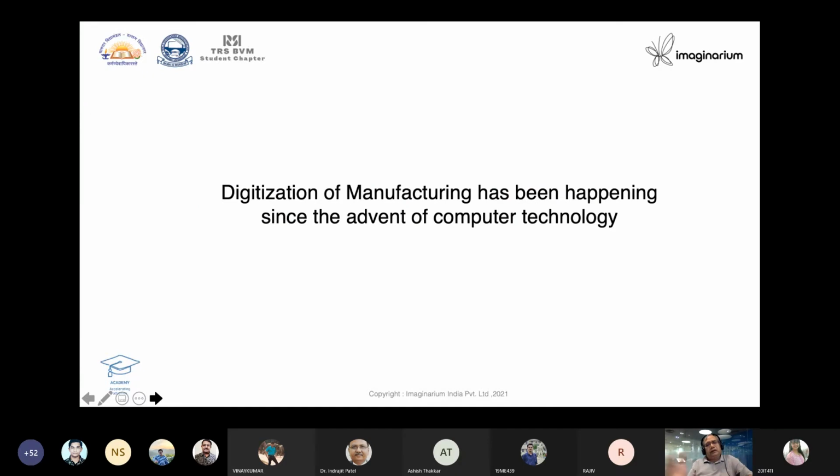And the whole thing, the digitization of manufacturing, has been happening since the advent of numerical control, then computer numerical control. We had MRP1, MRP2, the PDMs, the ERP, and today PLM is also over. We are forging ahead with Industry 4.0.